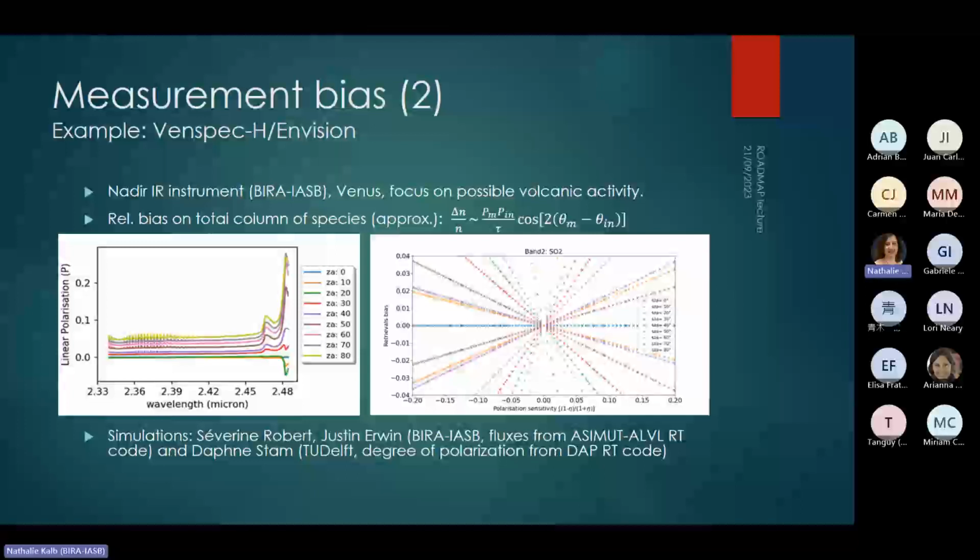It's a nadir infrared instrument from this institute, so it observes Venus in nadir. It has a focus on the possible volcanic activity. Anne Karin is the PI.